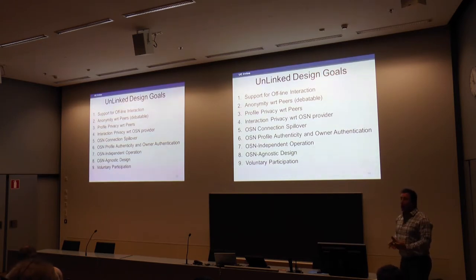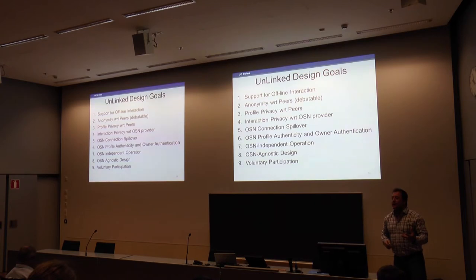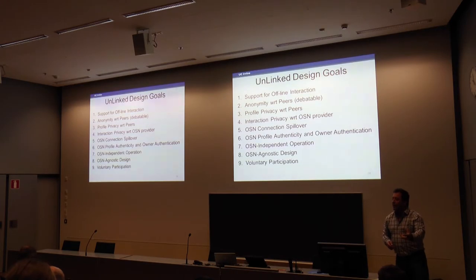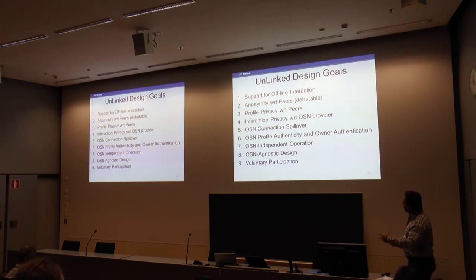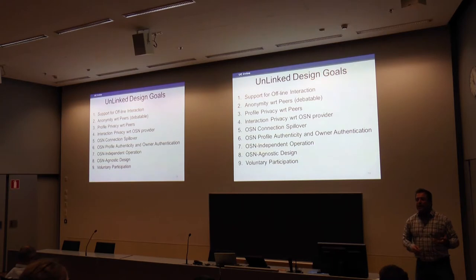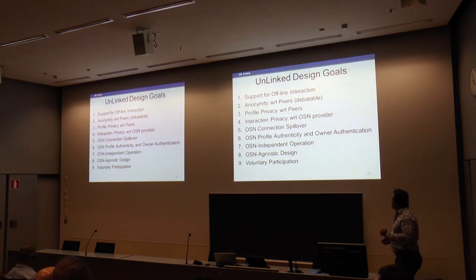And then the OSN connection spillover means that in case the two people reveal each other's identities, then there should be an easy way, sort of a segue, into the OSN connection later if they both choose to do it. And then the security part is maintaining OSN profile authenticity and owner authentication. So the profiles that are sucked out from the social network and then used as inputs into offline interaction should be authentic, and they should not be something that can be passed around. So there should be some authenticity of ownership, a proof of ownership.